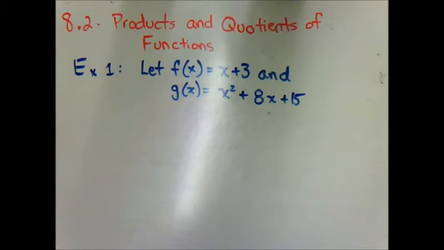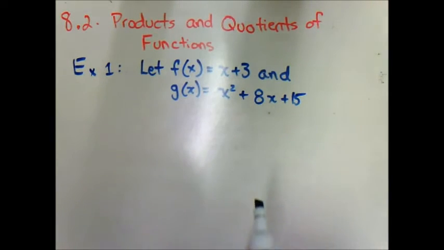Welcome to 8.2 lesson on products and quotients of functions. This is example 1. We are going to let f of x equal x plus 3 and g of x equal x squared plus 8x plus 15. So we have here two functions, and we are going to take the product of them in A, and in B we are going to take the quotient.